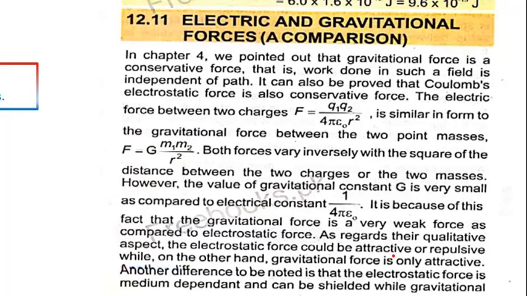If we conclude the lecture, we have two similarities. Both forces are conservative. Both forces obey the inverse square law. And three differences. Electric force is much stronger than gravitational force. Gravitational force is always attractive, while electrical forces can be attractive or repulsive. And the third difference is that electrical forces are medium dependent, while gravitational forces cannot be shielded by any means. This comparison can be asked as a short question with 2 marks in the paper.